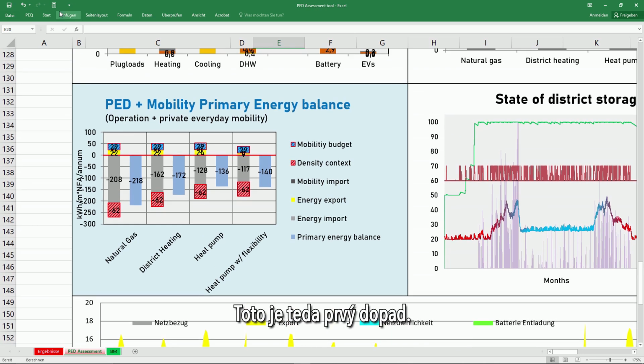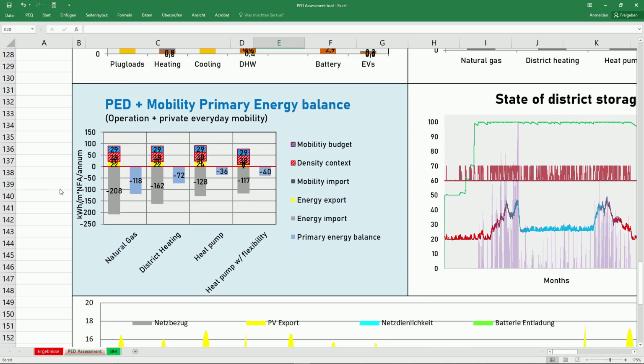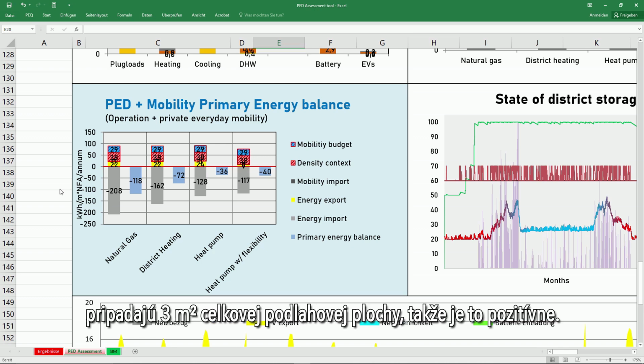So this is the first impact. I now switched it back to a relatively high density district with a floor space index of around 3, meaning that for each square meter of buildable plot area, we have 3 square meters of gross floor area. Then it's positive here.